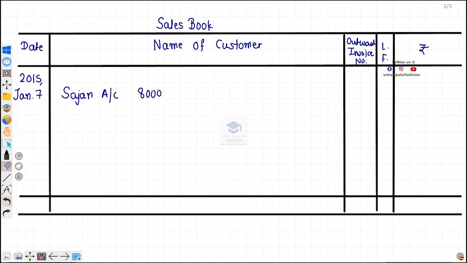Goods worth 8,000 rupees minus 5% trade discount. 5% of 8,000. I will show you directly on the calculator. 8,000 minus 5%. So it will be 7,600.